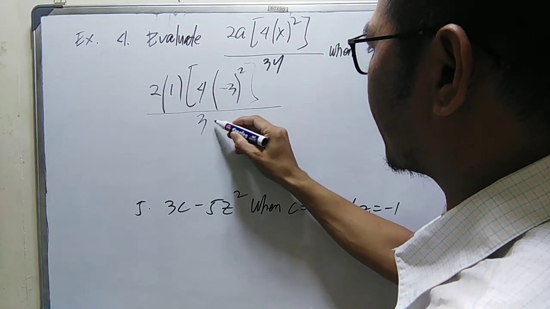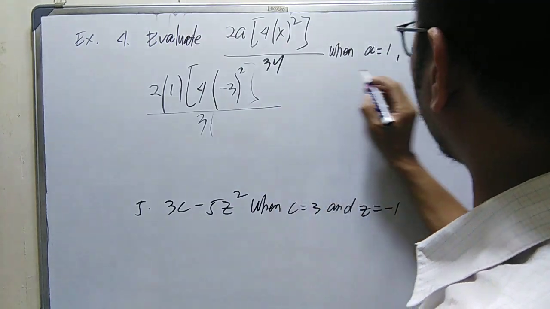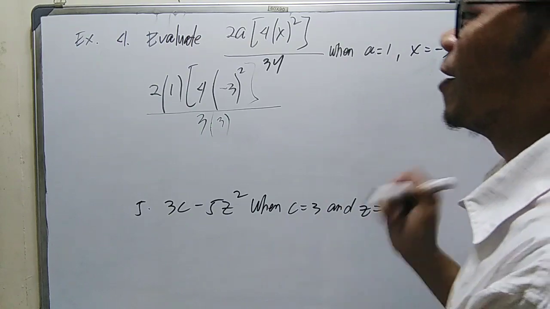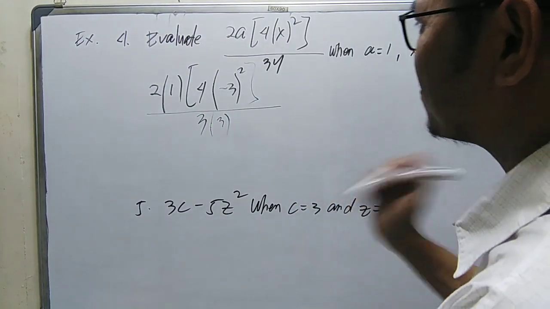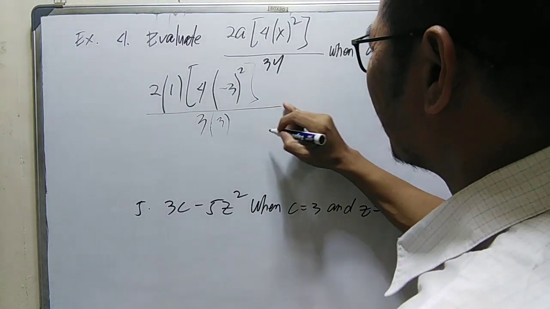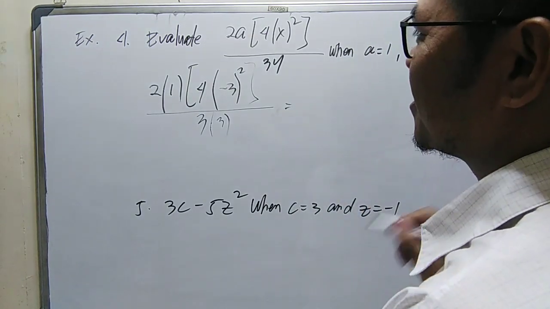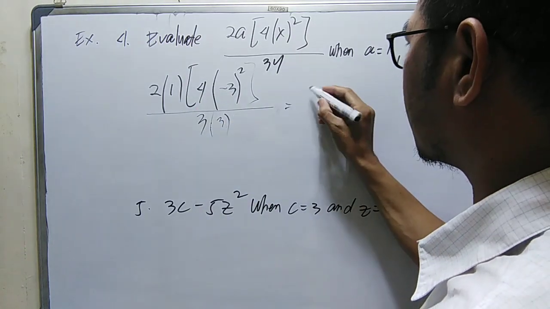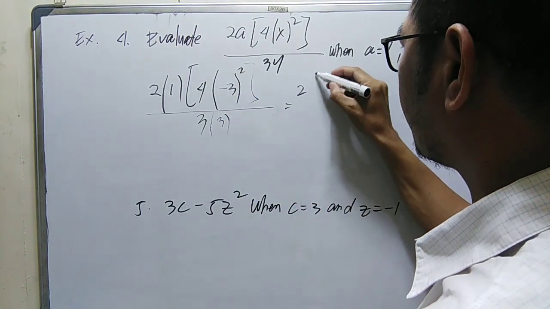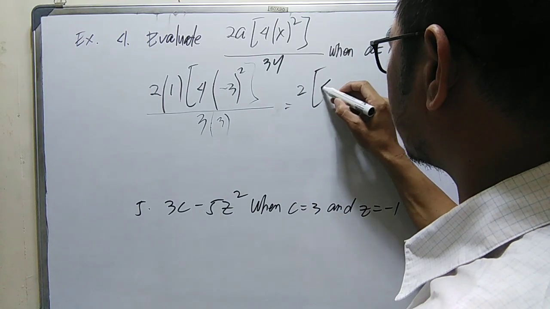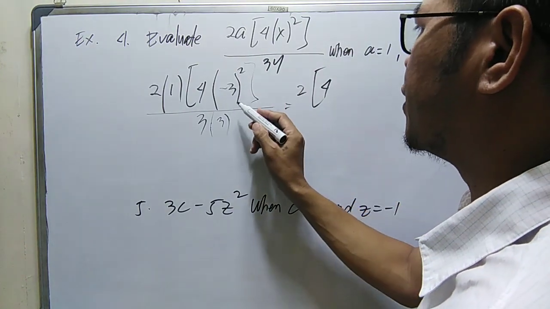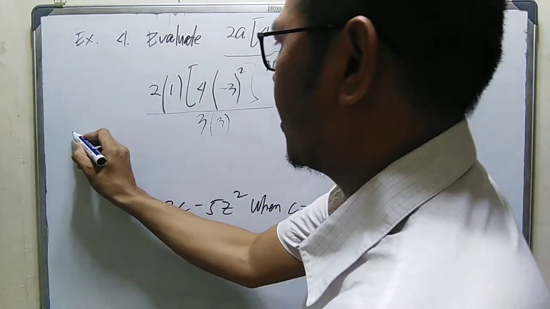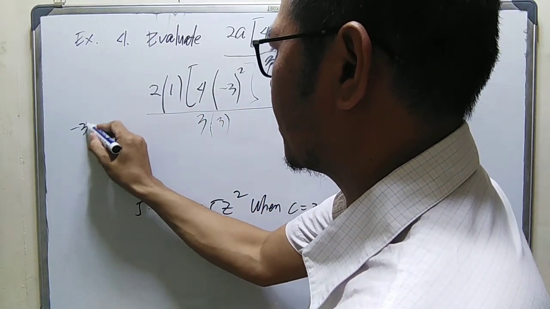Tapos yung value ng y is positive 3. Ayan. Okay, multiply natin si 2 kay 1. So that is 2. 2 times 1 is 2. Okay? Then, kopyahin muna natin si 4. Ito ngayon. Si negative 3 squared. So, paano siya gagawin yan? Ang negative 3 squared, multiply natin yan si negative 3.